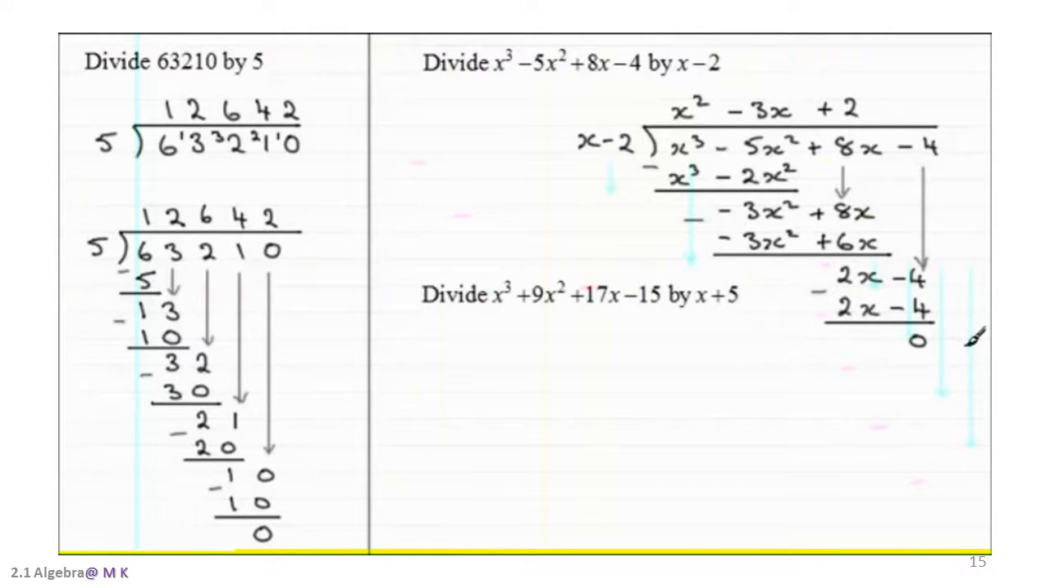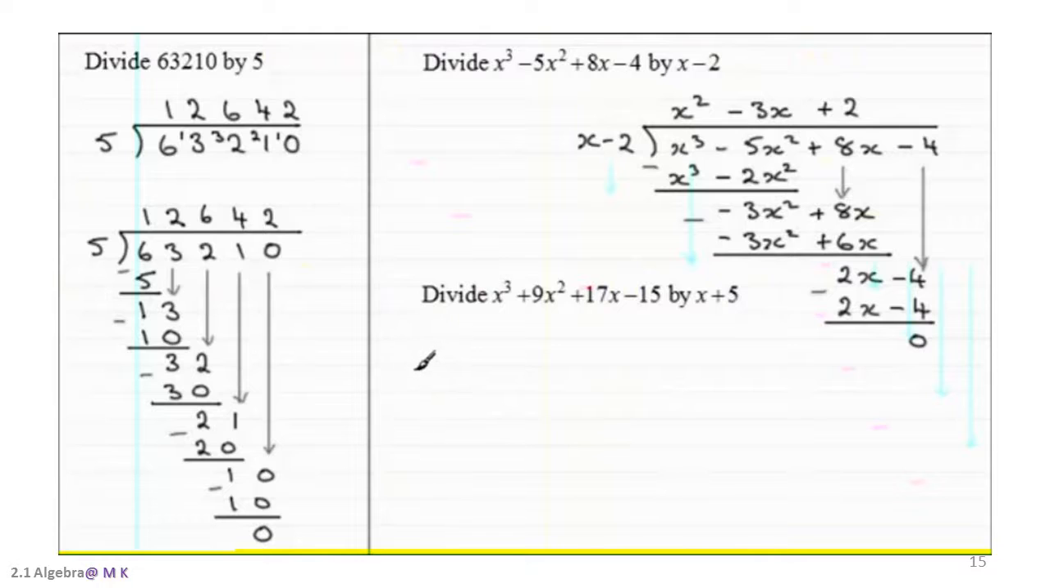Okay, well, I hope that's given you some idea on how to do that. So here's another example for you to try. Divide x cubed plus 9x squared plus 17x minus 15 by x plus 5. So again, I'll give you a moment just to pause the video. When you're ready, come back and you can check your solution against mine. Okay, welcome back then. See how you got on.